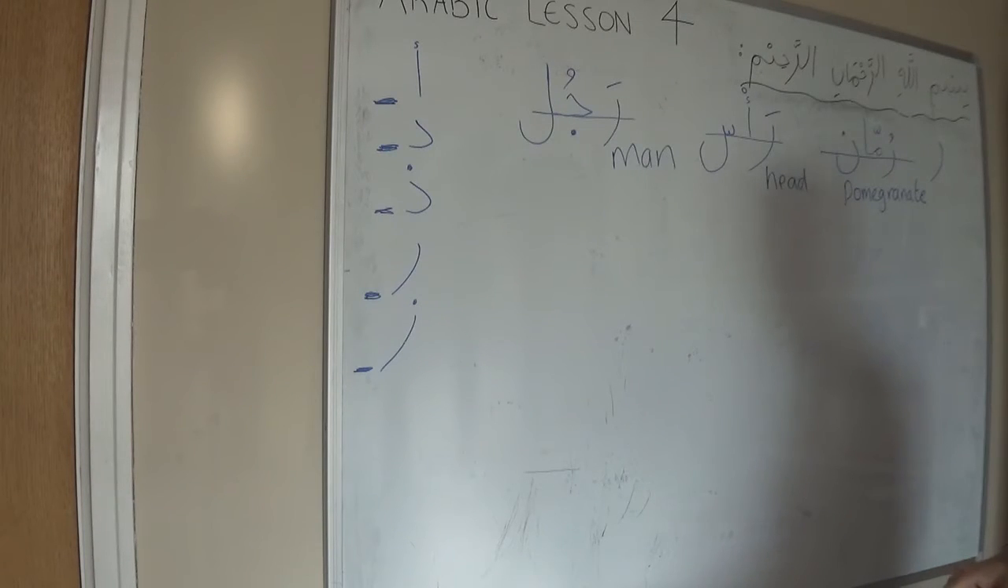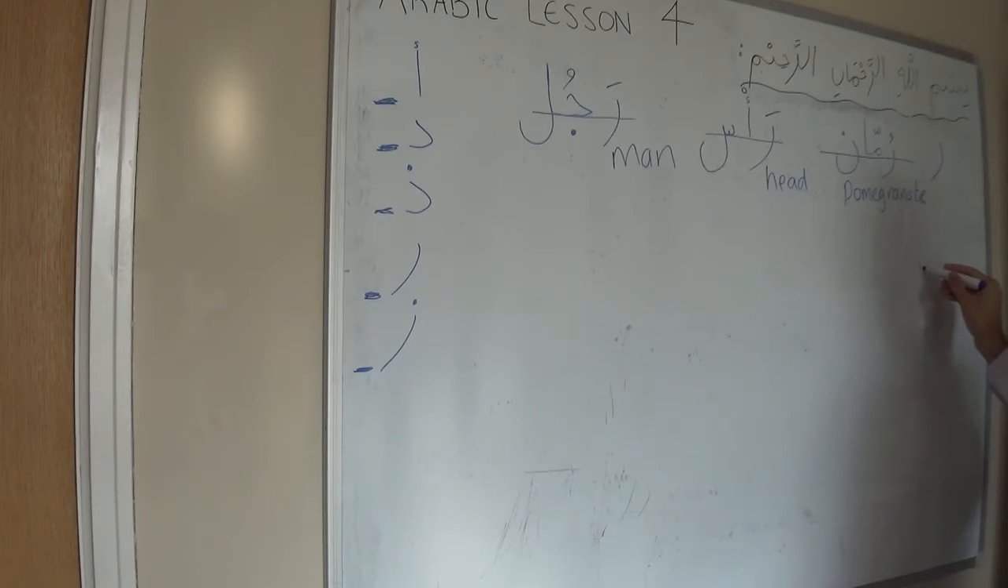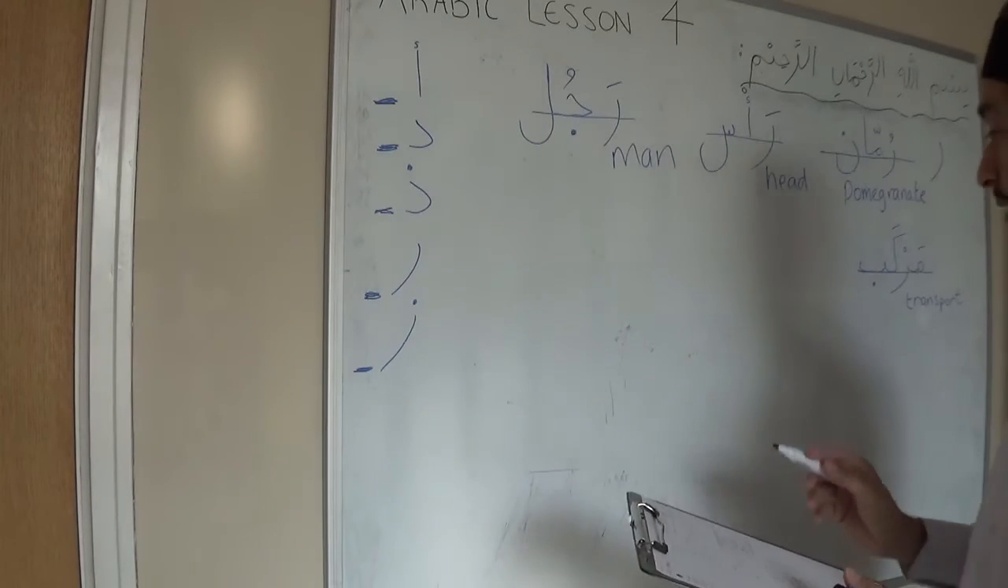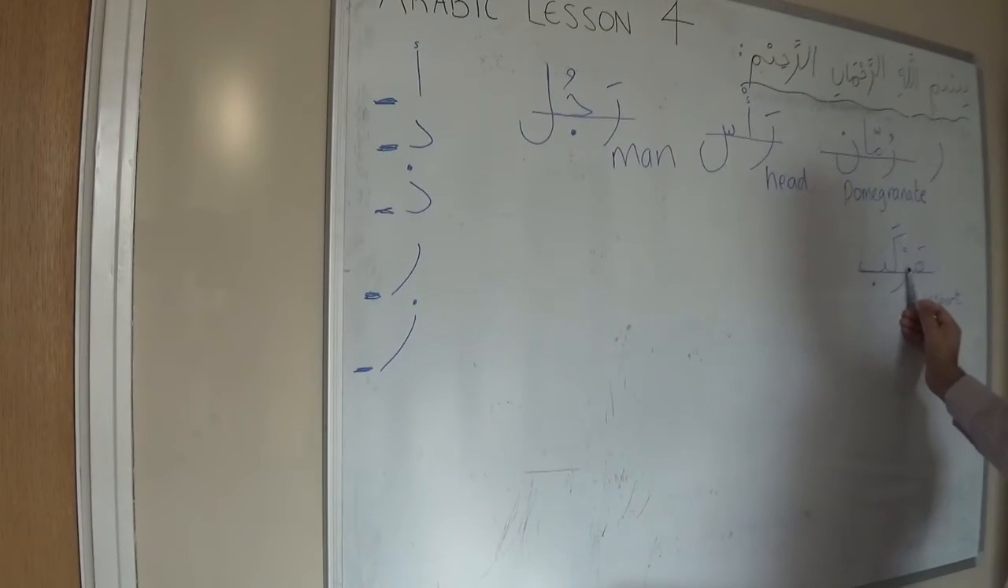Now looking at Ra in the middle, we have Markab. Here's the line. Meme sitting on top, Ra going underneath, Kaf and a Ba. Markab. Transport, mode of transport. So Meme joins onto Ra, and after the Ra it doesn't join, but then the Kaf comes afterwards and then the Ba.